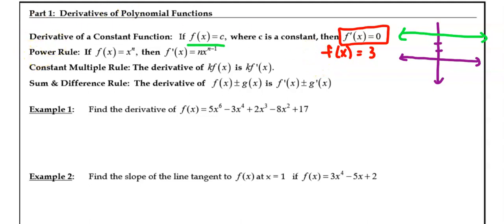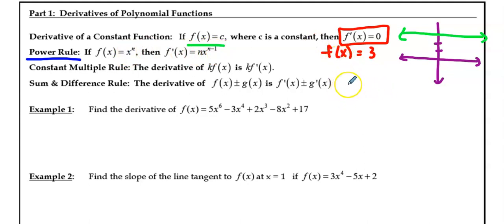So let's talk about the first of 3 major rules that we're going to do. And this is the more straightforward one, the power rule. And so you can see right here that it says if f of x is equal to x, which is our variable, to some exponent, which we're going to call n, then the derivative will be for us to take that exponent and bring it down and multiply by whatever the coefficient is here, leave x alone, and we're going to subtract 1 from its power.